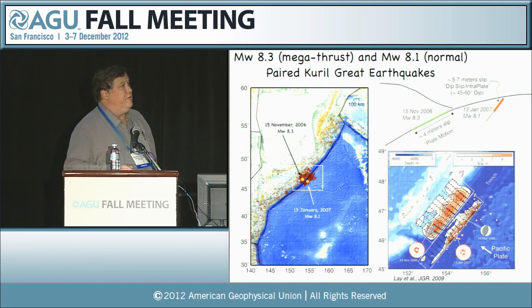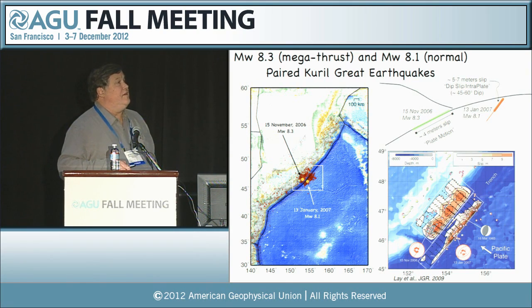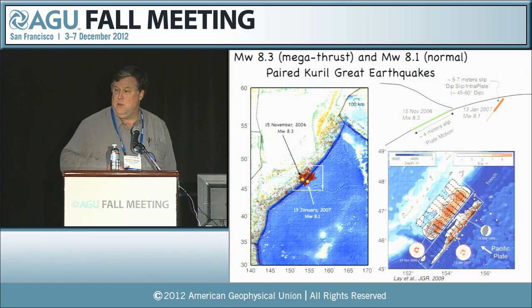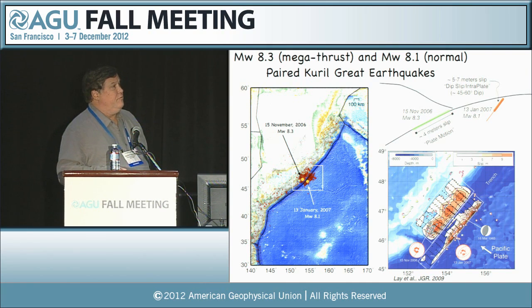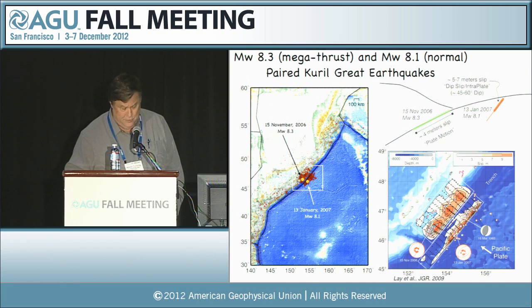So there was a net zero for the slab displacement, if you had a fixed point somewhere outboard of the normal faulting event. So here seems to be a case where some large fraction of the strain accumulated interseismically was within the slab, and was then released by this paired set of great earthquakes.